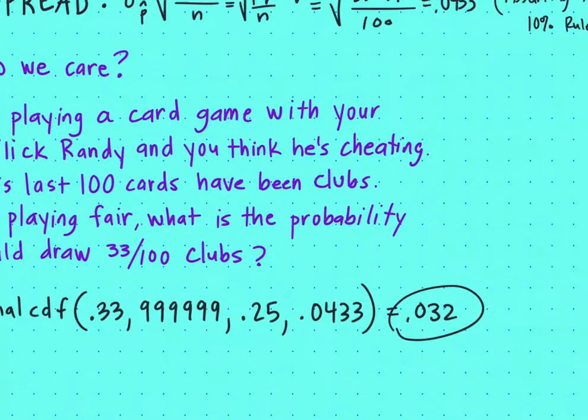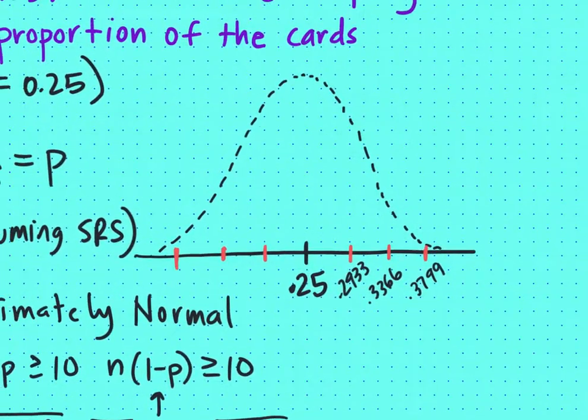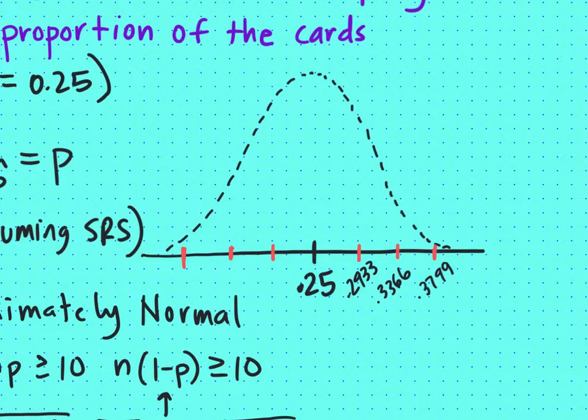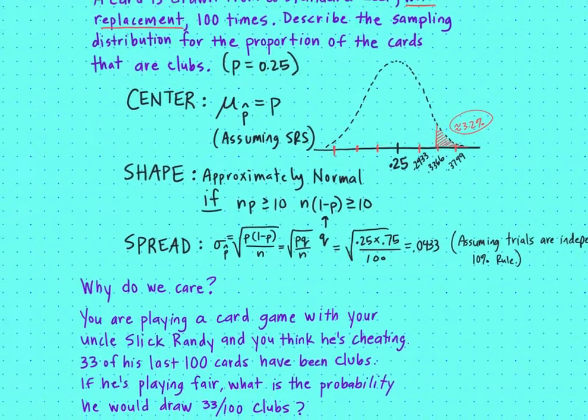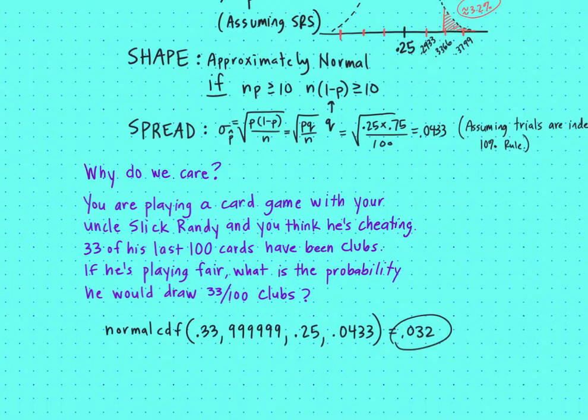So 3%, just let me show you what we found here. If I go to our normal curve, which I know the center and the spread of, and I go to 33%, which would be somewhere close to that second step, what I found was this area out here, which is about 3.2%. All right, so all that's to review what we did last time. This is a sampling distribution of a sample proportion. And now we're going to learn our second type, which is just a tweak of this one.